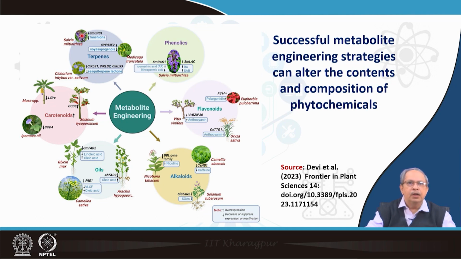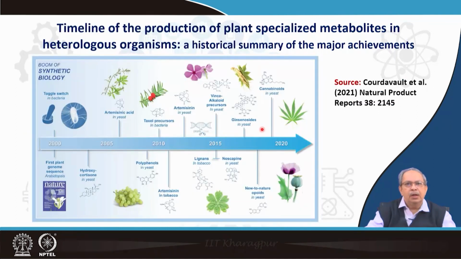For example, there are successful examples in terpenes, in phenolics, in carotenoids, in flavonoids, in alkaloids, and also in the oils. A few of these examples we will discuss when we talk about the metabolic pathways. Of course, we will not discuss all, but whatever we discuss in detail, the concept will be clearer to you through your attendance in the subsequent classes.